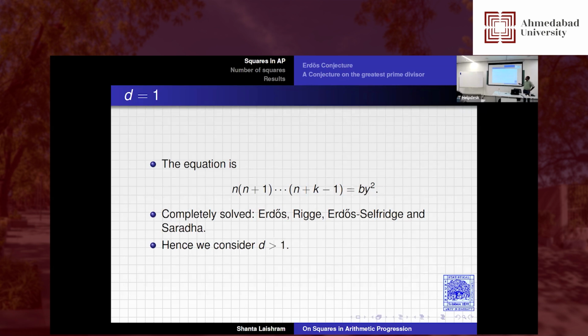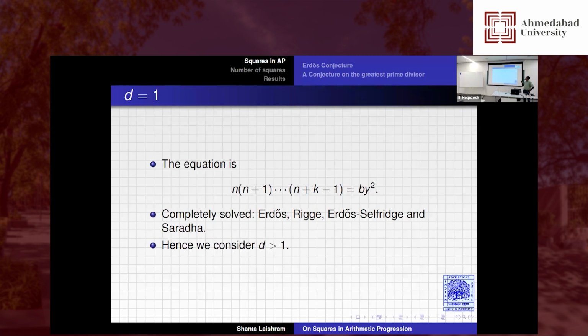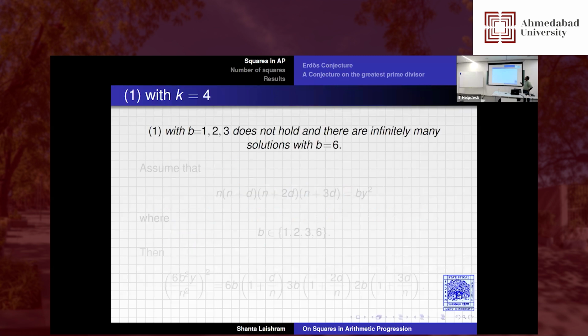So that's why we're going to consider this equation with d bigger than 1. So maybe I'm going to write that equation to be n(n plus d) up to (n plus (k minus 1)d) equal to b y square, b square free.